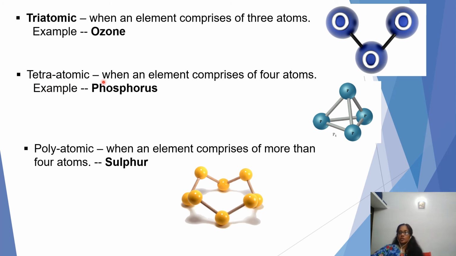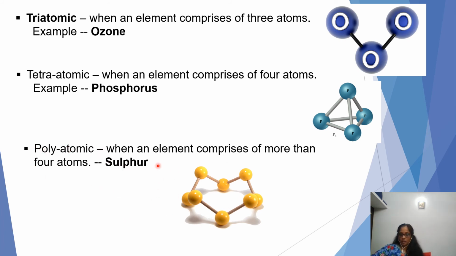And the next one, tetraatomic. Tetra means four. Four atoms in an element. When an element comprises four atoms, we can call it tetraatomic, and the example is phosphorus. P is the symbol for phosphorus. So four phosphorus atoms are chemically joined with each other. That is called tetraatomic. And the next one is polyatomic. Polyatomic means when an element comprises more than four atoms. Here the example is sulfur. You can see 1, 2, 3, 4, 5, 6, 7, 8: S8. It is a ring structure. That is called polyatomic.